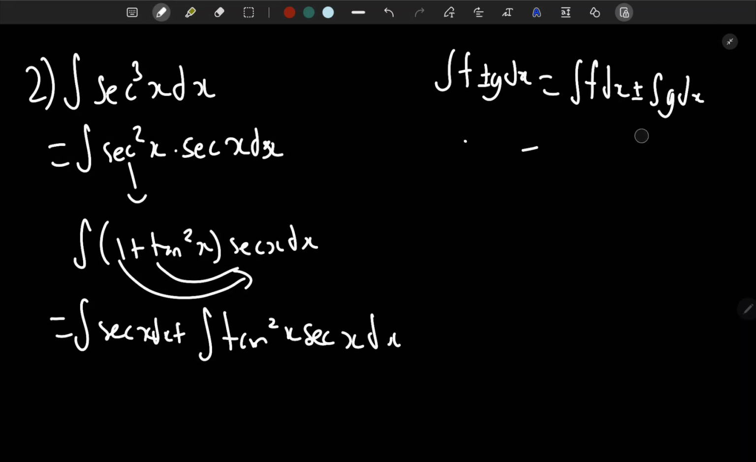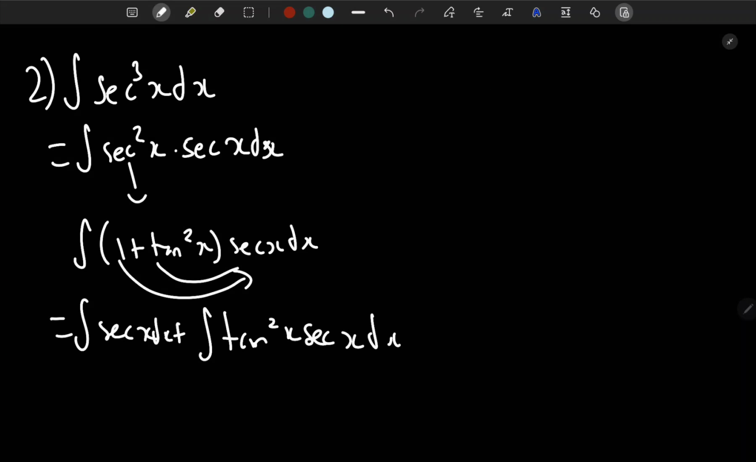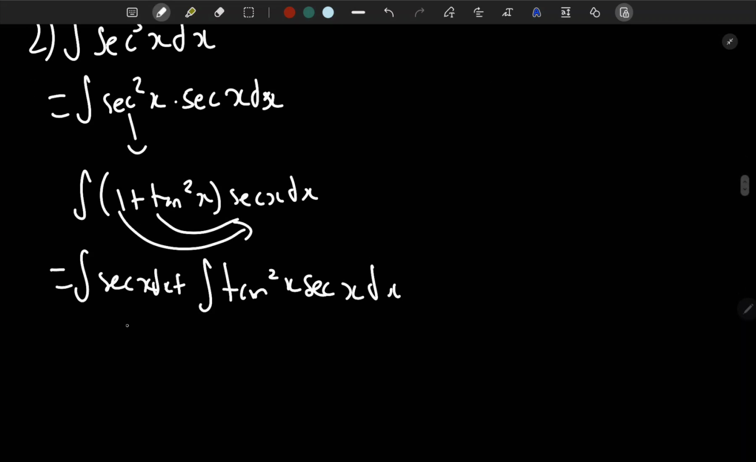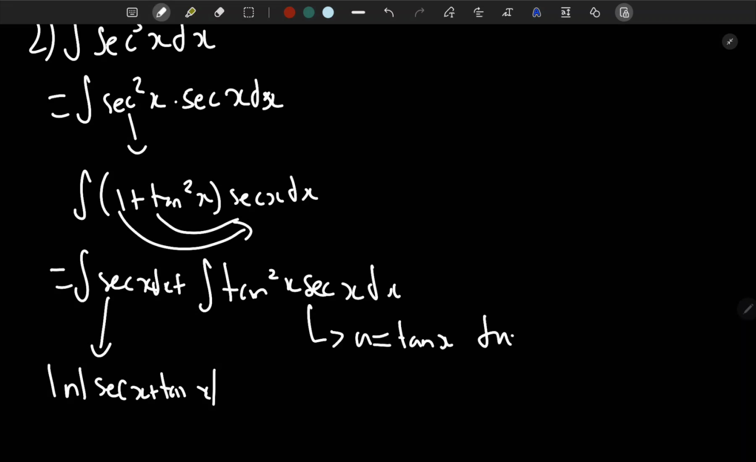So let me just erase this now. Now we know the integration of secant x, which is going to be ln absolute value of secant x plus tan x. However, how do we simplify this now? We can try for u substitution again. So let u be, let's say, tan x, du will be equal to secant squared x, so this won't work out, since there will be an extra secant in the denominator.